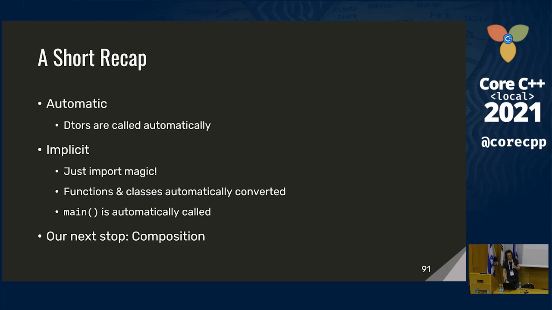So what we did so far, we made sure that destructors are called automatically. And we made sure that it's implicit. We did not change the interfaces when we add a new member, when we add the destructors. Everything looks just like regular Python code. Additionally, main is called automatically, which is fun. Next up would be composition.